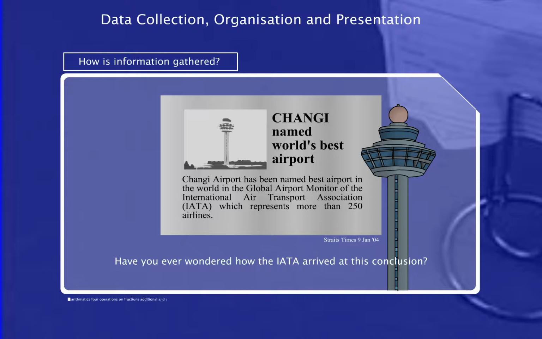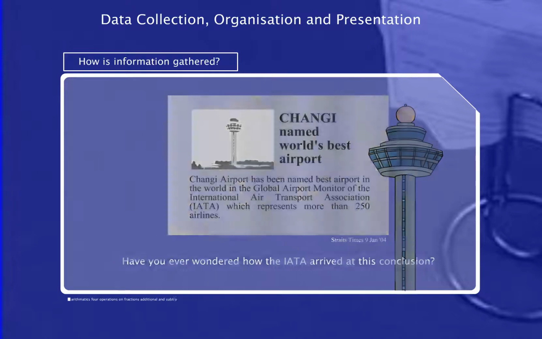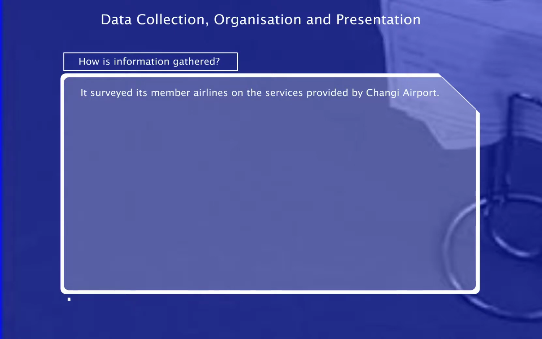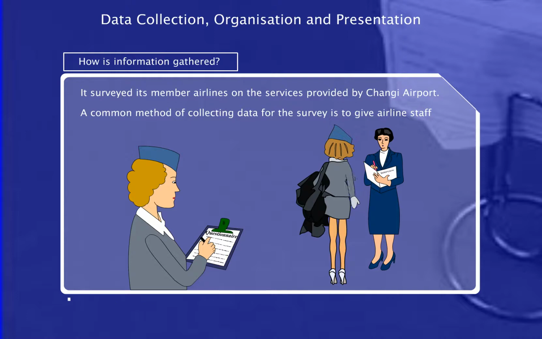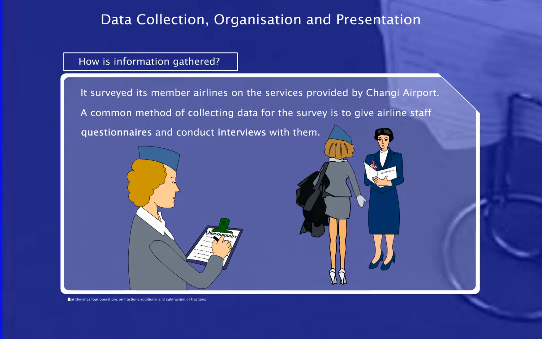Have you ever wondered how the IATA arrived at this conclusion? It surveyed its member airlines on the services provided by Changi Airport. A common method of collecting data for the survey is to give airline staff questionnaires and conduct interviews with them.